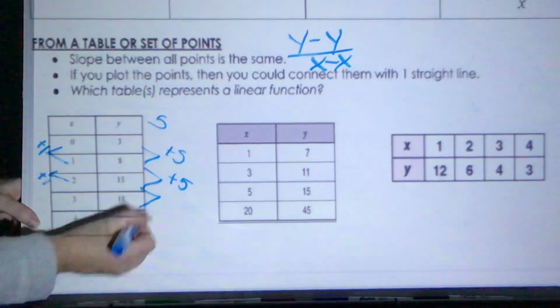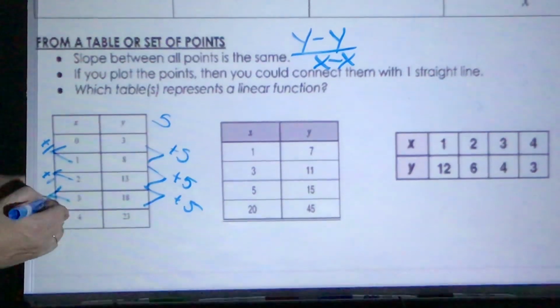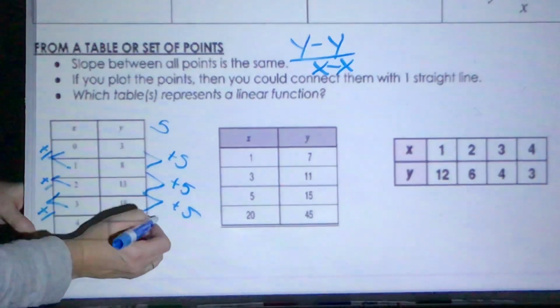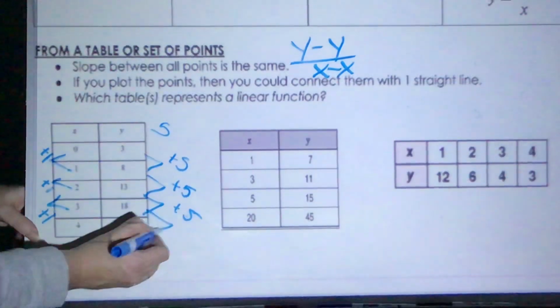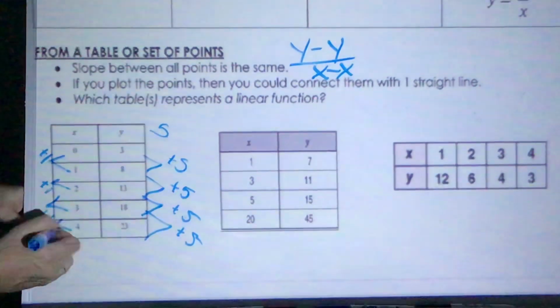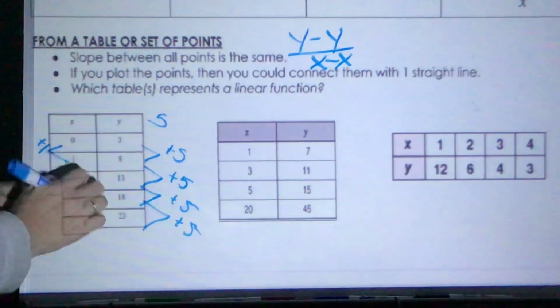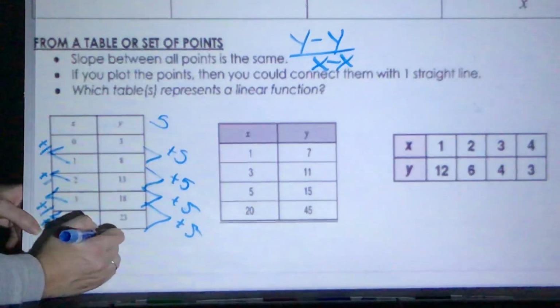To get from 13 to 18, that's plus 5. From 2 to 3, that's plus 1. So that's also a slope of 5. And our last points, that's also plus 5, plus 1. So the slope remains 5, the whole entire table. So this would be a line if you graphed it. So this is linear.